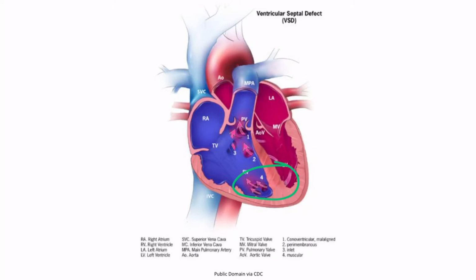Like I mentioned on the last slide, if the defect is large enough, then a lot of blood will flood the pulmonary vasculature and can cause Eisenmenger syndrome, as well as heart failure. All right, that's all for VSDs. Now let's move on to discuss atrial septal defects.